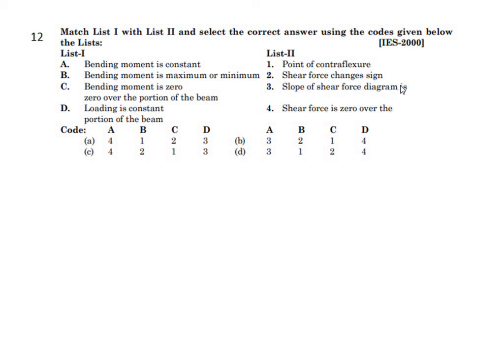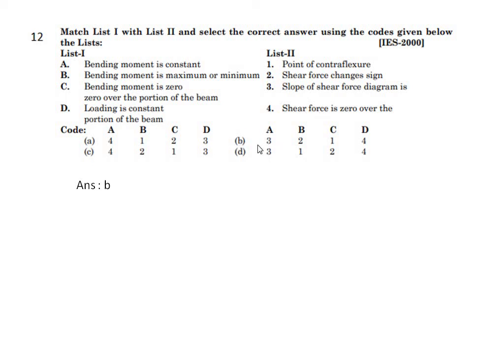If the bending moment is 0, then shear force changes sign, right? And for D, loading is constant over the entire portion of the beam. So when loading is constant, the slope of the shear force diagram is 0 over the portion of the beam. So it satisfies all the conditions, so A should be the right answer, right? Here it is given as B, but A is the right answer.